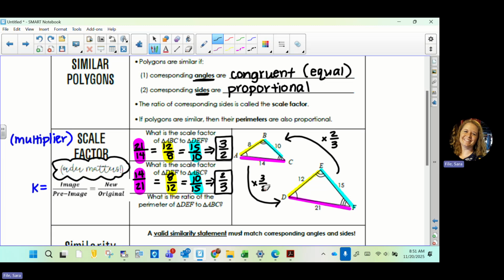So it says, what is the ratio of the perimeter of DEF to ABC? So from big to little. Well, we already said the scale factor, the ratio for the sides is 2/3. And we set up here, if they're similar, the perimeter is also proportional. So it's going to be the same as the side scale factor. The perimeter ratio is the same. So that is going to be 2/3 as well.